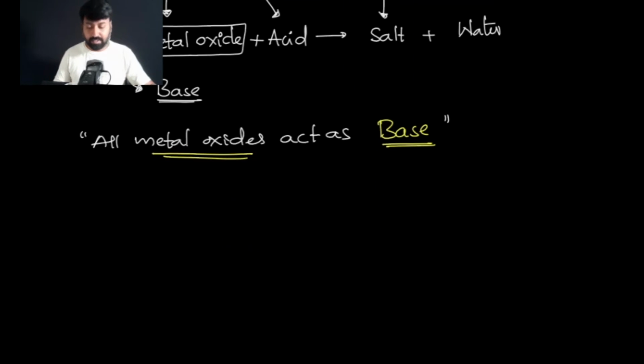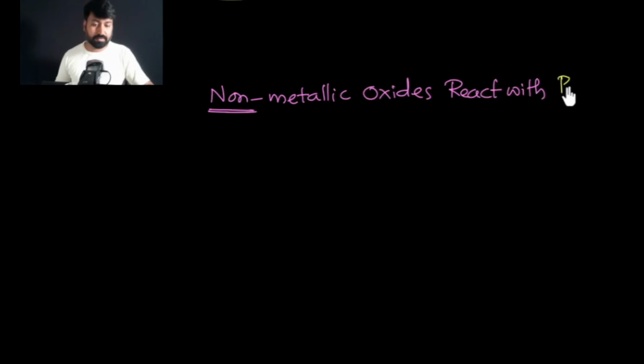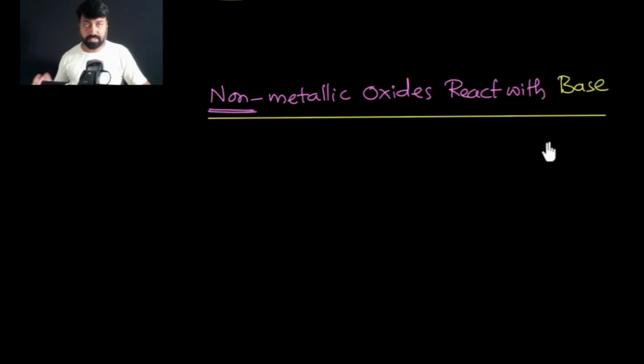Okay. Now after that, they are trying to discuss one more point, that is the reaction of non-metallic oxides. How the non-metallic oxides are reacting with bases. Previously we have seen the metallic oxides. This time we are discussing non-metallic oxides reacting with base. So let's understand this process, students. This is an important process.